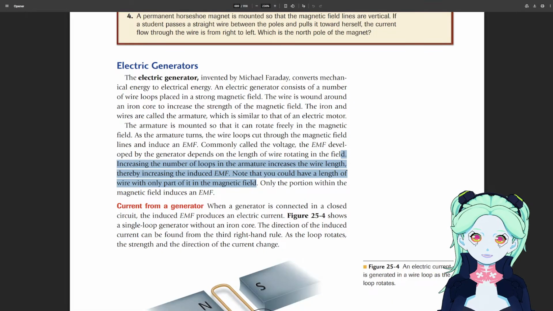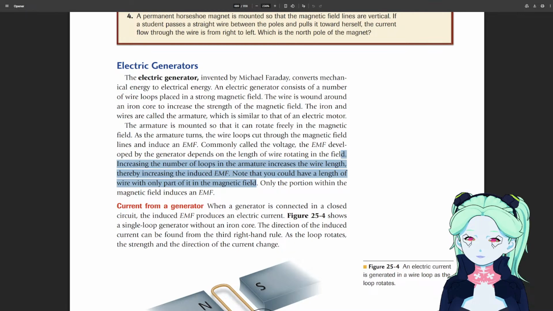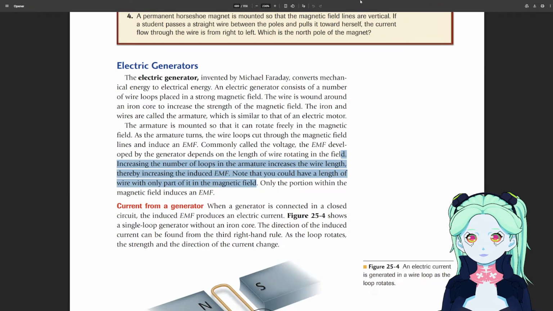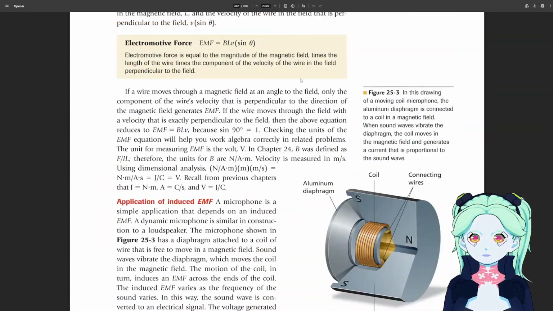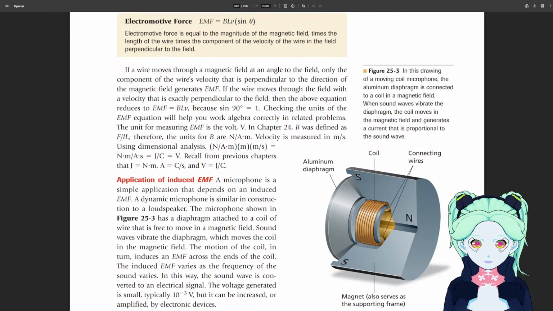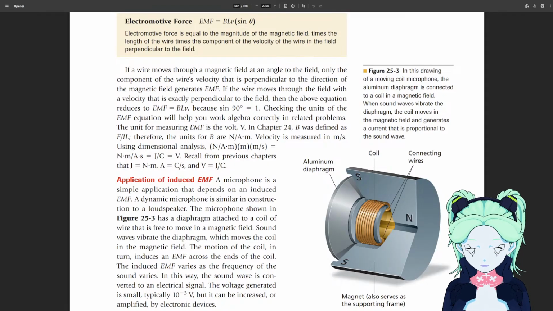So I have a question for ChatGPT. So, where's my ChatGPT? So, help me understand generators and induced EMF microphones. Step by step.